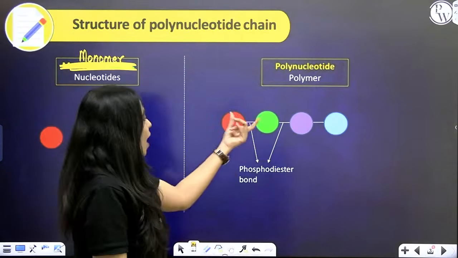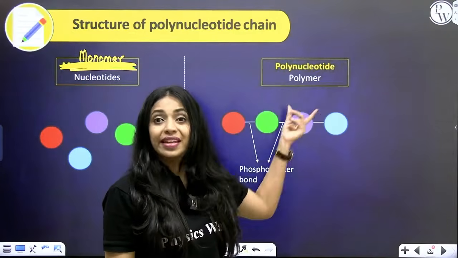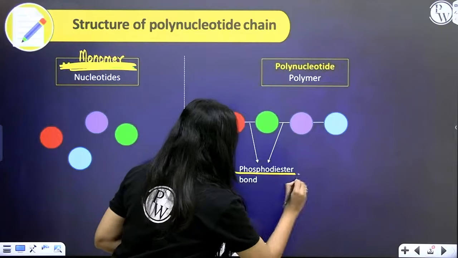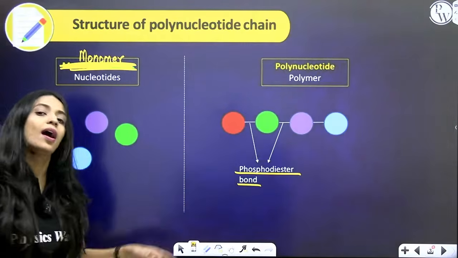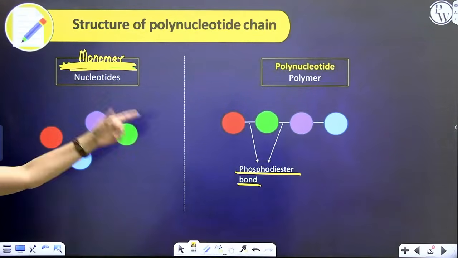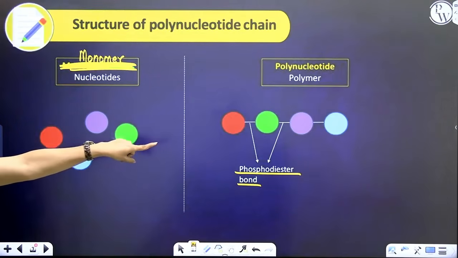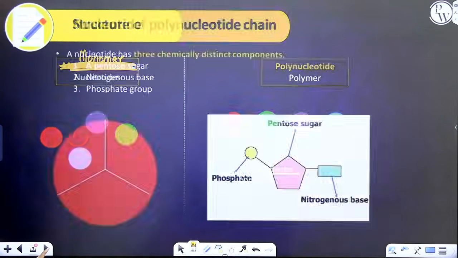You can see how each monomer is joined to the next monomer nucleotide by means of a chemical bond that we call the phosphodiester bond. How exactly this is formed, we'll get to it later. But for now, just remember, they're linked together by means of phosphodiester bonds.